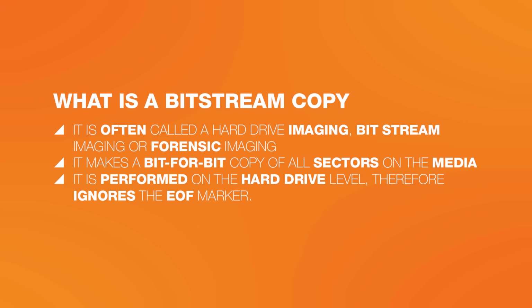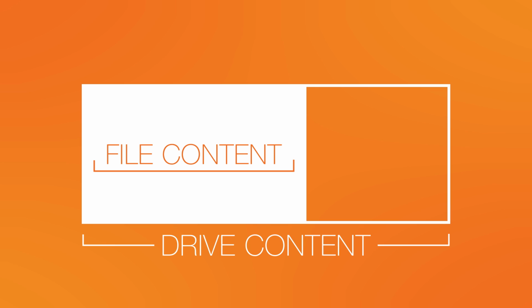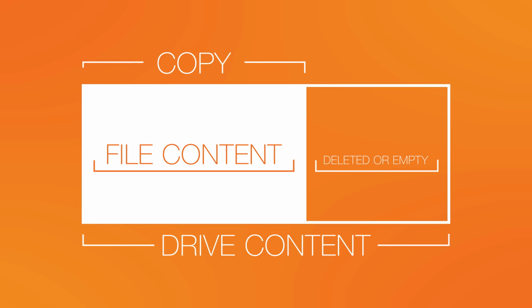A bit stream copy gets every single bit of every byte on a device. It performs on the drive level, not on a file level, ignoring the end-of-file marker. Therefore, this process is often called hard drive imaging, bit stream imaging, or forensic imaging. While commands such as cp, copy, tar, cpio, dump, restore only copy file content, stopping at the end of file marker, the bit stream copy will copy every bit on the drive, including deleted data.